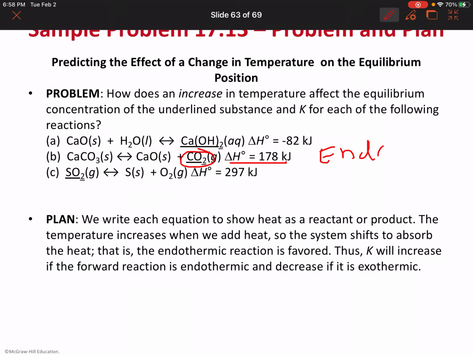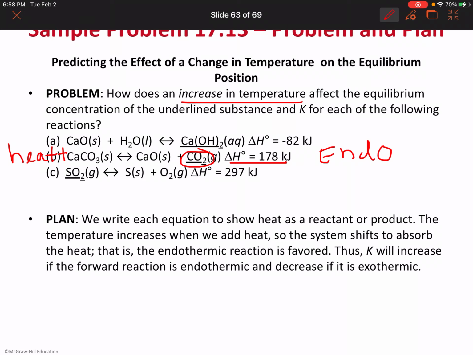So in an endothermic reaction, where do you find your heat? Is it a reactant or a product? An endothermic reaction absorbs heat. So your heat is a reactant in an endothermic reaction. So heat is a reactant and you increase the temperature. So which direction should the reaction proceed? Left to right or right to left?